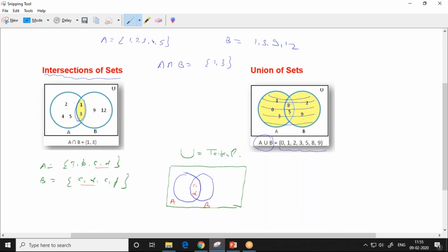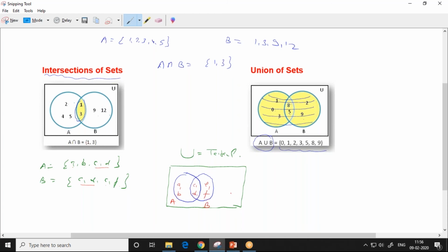And how about the other elements? Set A's elements are A, B, C, D. C, D are already put here, so we can write A and B. And how about the elements of set B? C, D, E, F. C, D are already there, so we can write E and F here. Now the Venn diagram for two overlapping sets is ready.